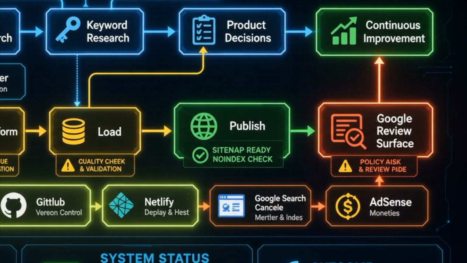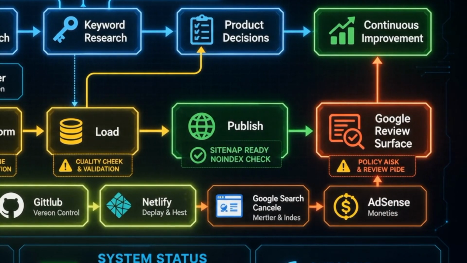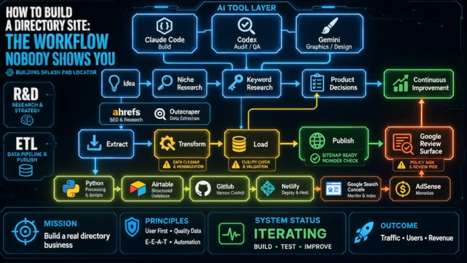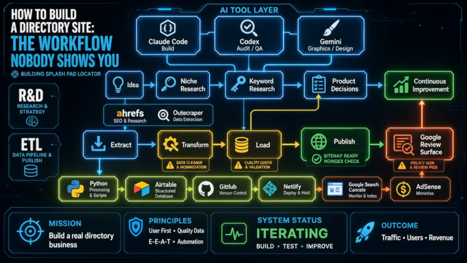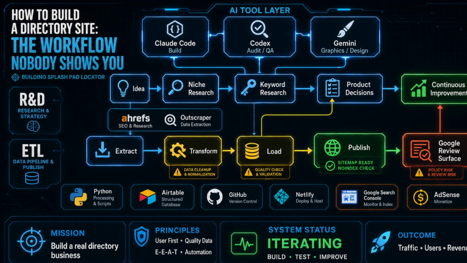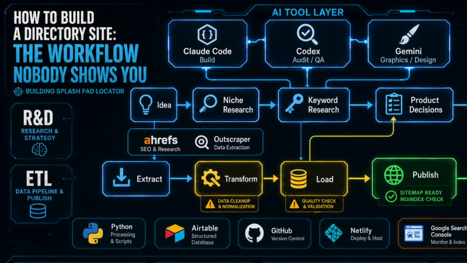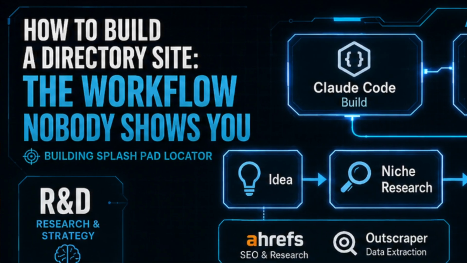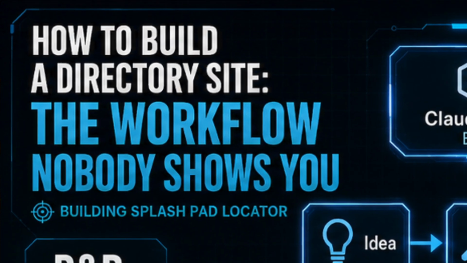The important point is this: these streams are connected. Keyword research affects what data you extract. Bad data affects product decisions. Google feedback sends you back into cleanup and improvement. Builder takeaway. Before you generate pages, build the workflow that decides which pages deserve to exist.